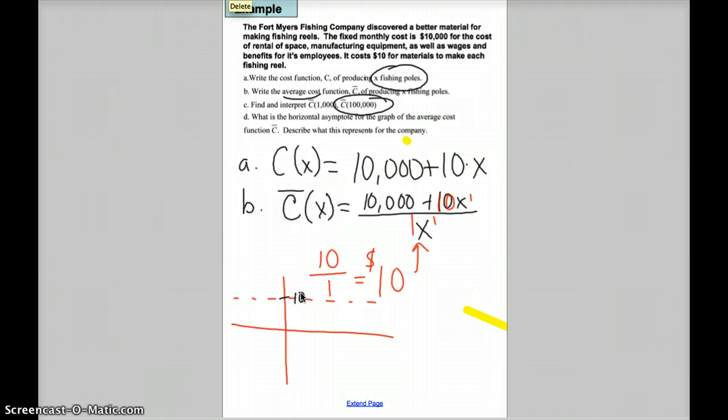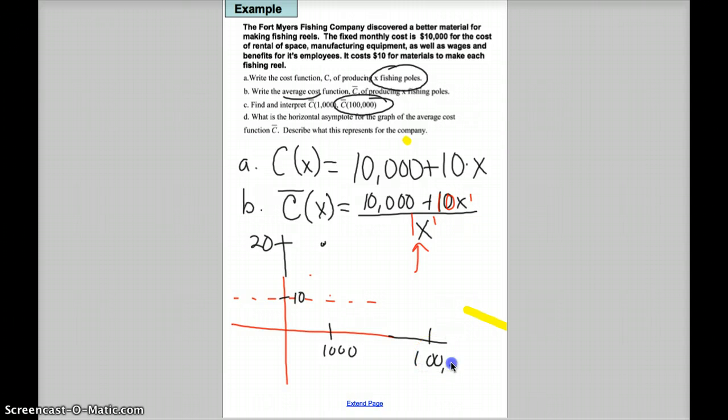And y represents money. So what does this mean for the company? This means that the company could never have a cost smaller than $10. Couldn't even have a cost equal to $10. They'll get infinitely close to $10, but they'll never be equal. Remember the two values that we just found. At 1,000, the company would have a charge of 20 for the average, but at 100,000, which is way out here, they'd be at 10.1.